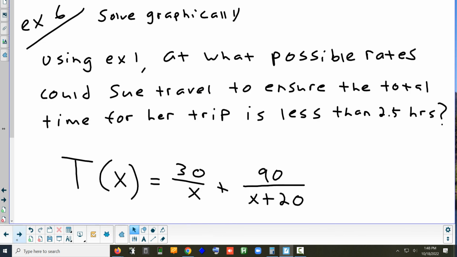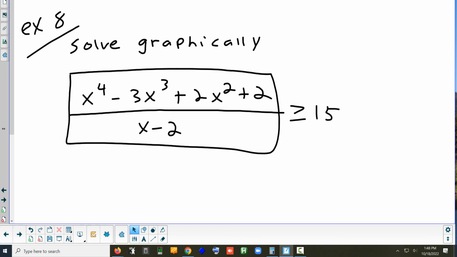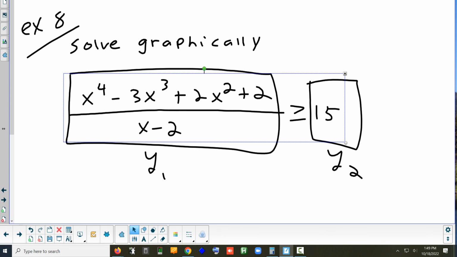So, when we have a problem like this, all we're going to do is solve it and graph it on the calculator. Okay, that's going to go into y1. And that's going to go into y2. So let's put that in, and let's see what it looks like. Okay, y2 is going to be a horizontal line at 15. y1 is going to be some type of graph. We're looking for where the graph is above or equal to the horizontal line.